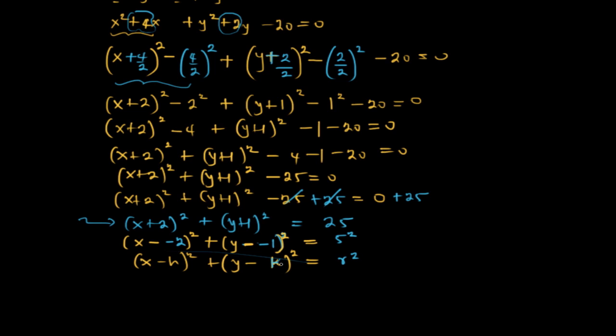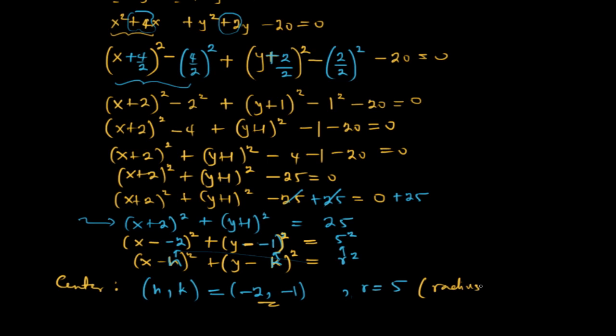you could just see, put your k here, then you put your h here. So from here you see that my h is negative 2 and my k is negative 1. And then also when you compare this, you observe that r equals 5. So therefore my center is this, that's the coordinate, and also this is my radius, and then that completes the whole problem. Thank you.